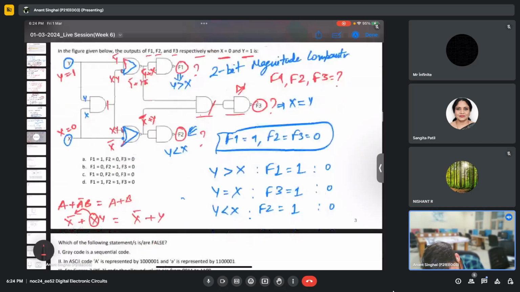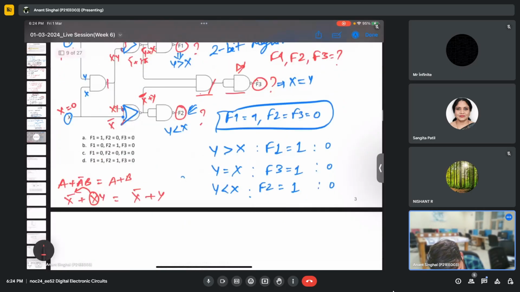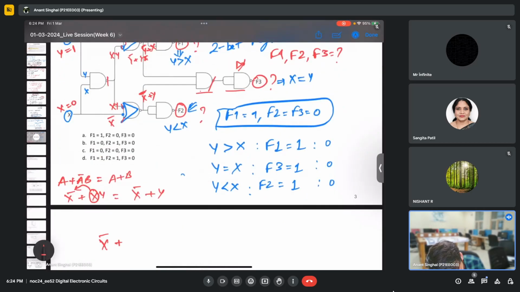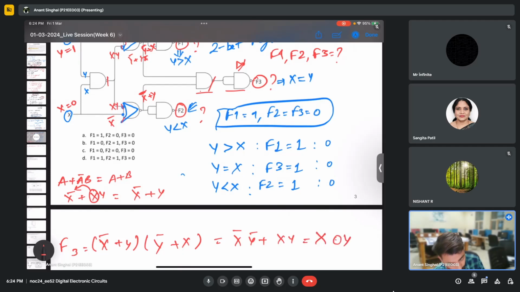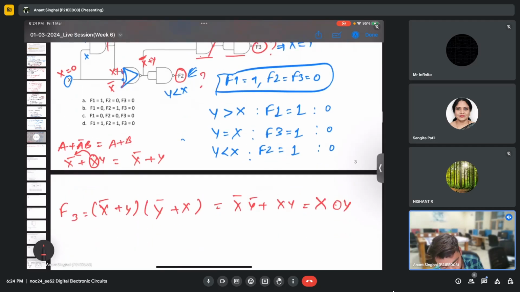Okay, I can write maybe in the next page. This is x bar plus y times y bar plus x. So this is basically F3, which is x bar y bar plus 0 plus 0 plus xy. So this is basically x nor y. So we have the relations also now.